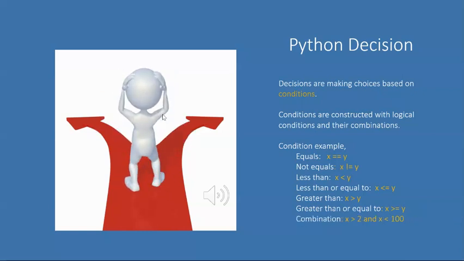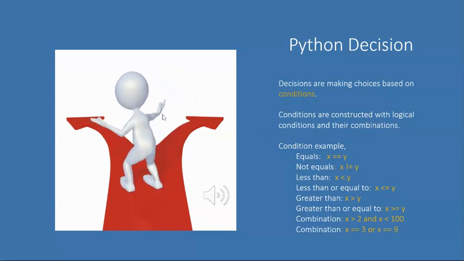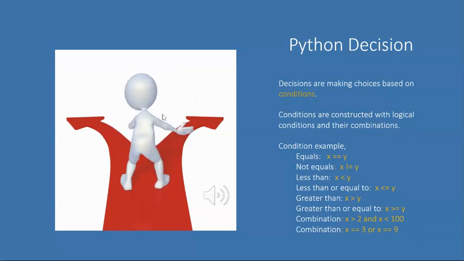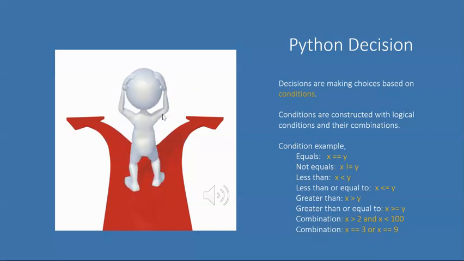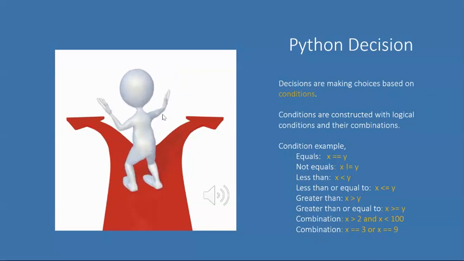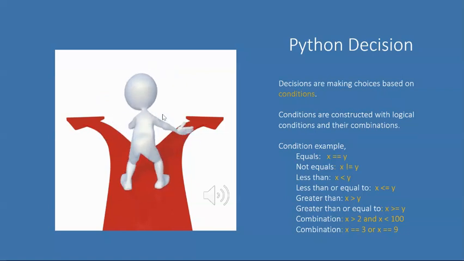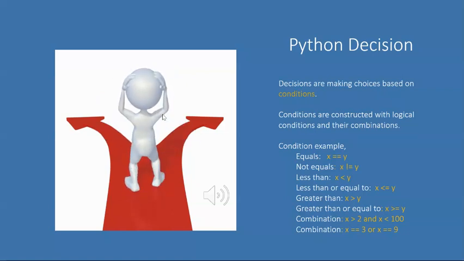A combination has more than one condition, like x larger than 2 and x smaller than 100. Another combination example, x equal to 3 or x equal to 9. So according to the combination, and requires both conditions to be satisfied, and or requires either one to be satisfied.